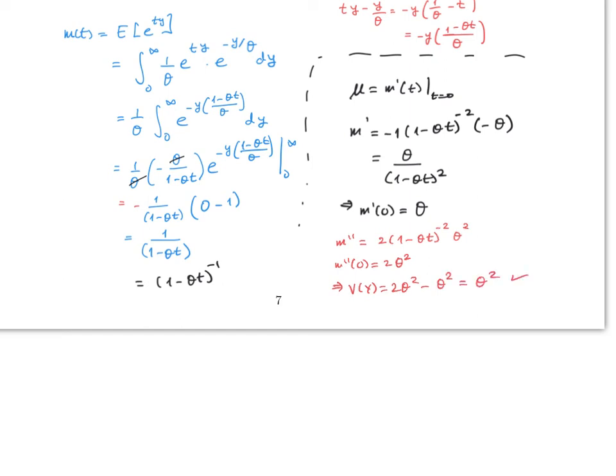And that's it. Okay, let's do one more example. So let's say y is normal with mean mu and variance sigma squared.